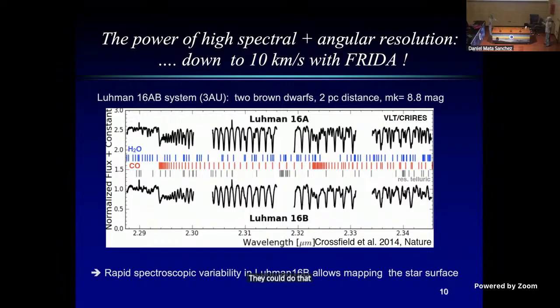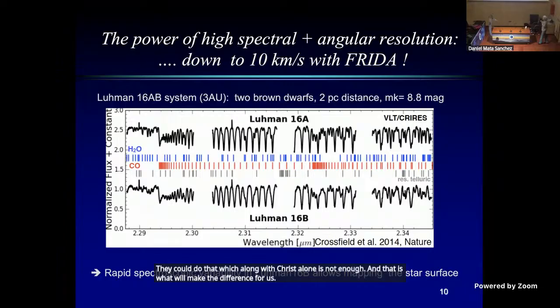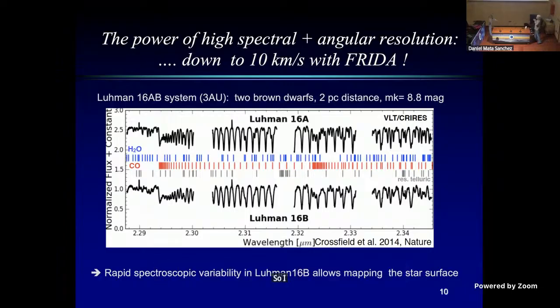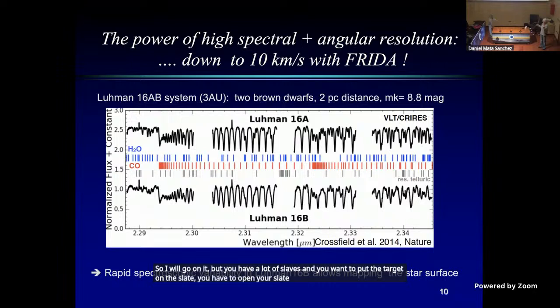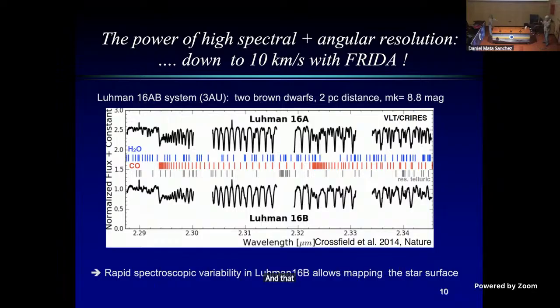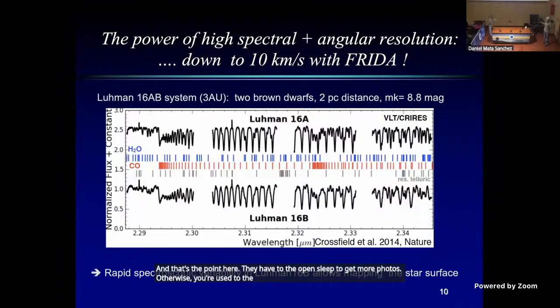They do that with a long slit, okay? Because Price is a long slit spectrograph. It's not an IFU. And that is what will make the difference for us. When you have a long slit and you want to put your target on the slit, you have to open your slit. You cannot sample your slit comparable to the angular resolution you are going to achieve. And that is the point here. They open the slit to get more photons. Otherwise, if you reduce to the angular resolution that you achieve, or you want to make it even smaller, you are going to lose photons. So you have to go with very bright targets.